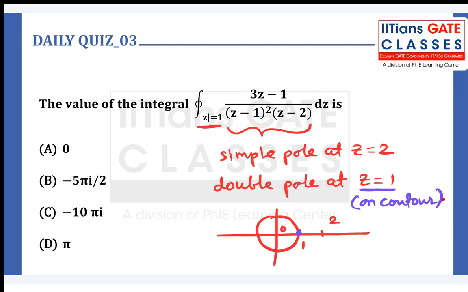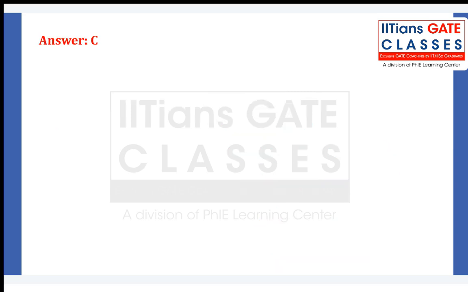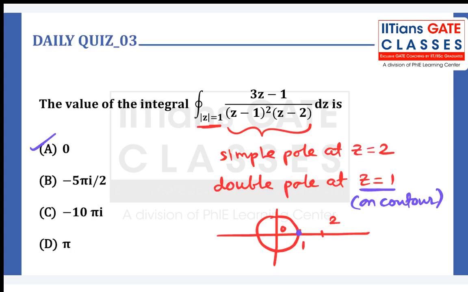Because in regular classes I told you, if such a thing happens, just take the answer as 0. But in this question, if I check, I think the answer they have given is option C, this minus 10 pi. So the basic confusion comes because the pole at z equal to 1, the double pole, lies on the contour itself. And if you check any standard book for the statement of the residue theorem or Cauchy's integral formula, you'll realize that the function has to be analytic on and inside the closed contour.